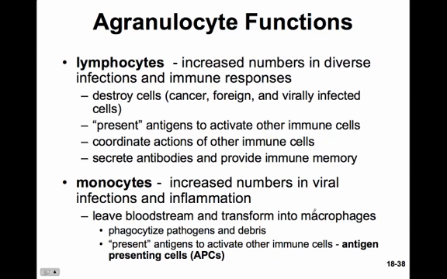Monocytes are the other agranulocyte. They are increased in numbers in viral infections and inflammation. They're going to leave the bloodstream and transform into macrophages in the tissue. There, they'll phagocytose the pathogens and debris. They present antigens also to activate other immune cells. They are antigen-presenting cells.